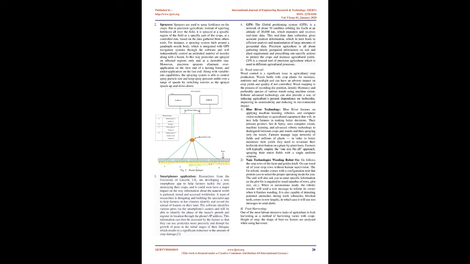Farmers manage large networks of fields and millions of plants in order to better maximize their yields. They need to reevaluate their herbicide distribution on a plant-by-plant basis. Farmers will typically employ the one-size-fits-all approach, spraying their entire fields with a single uniform solution.